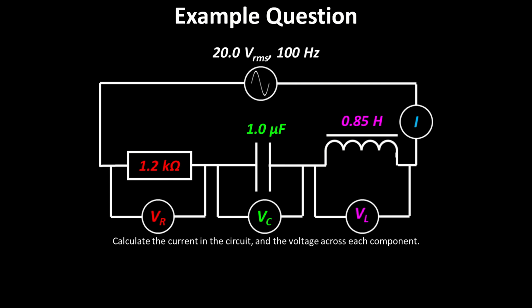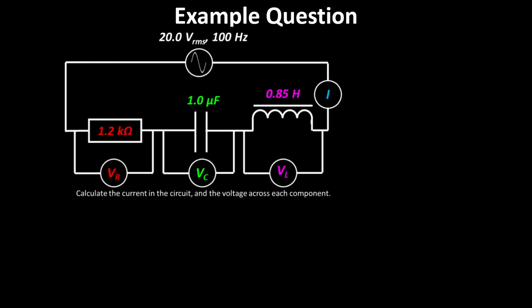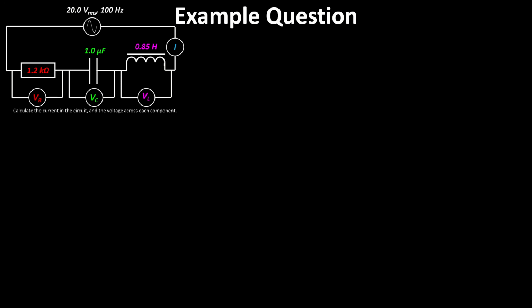So let's go through an example for a calculation. Let's say we've got this circuit. Now this has different values than the one that we were just looking at. It's a 20 volt RMS power supply, 100 hertz, with a 1.2 kilo ohm resistor, a 1 microfarad capacitor, and a 0.85 Henry inductor. So what I want to know is what's the current in the circuit and what's the voltage across each component. And we'll go through how we do this for this one.